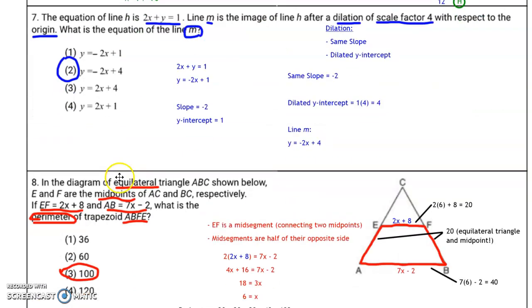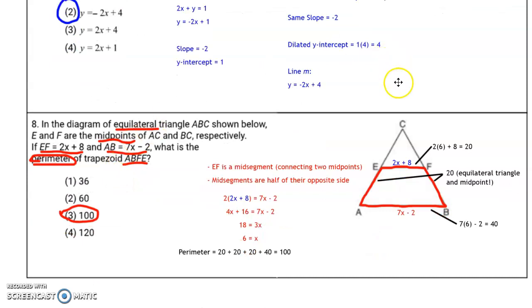Boom. For question number 8, it's a perimeter question. These perimeter questions are based on the idea that we know something about the triangles and we can add together those pieces to get a perimeter. I've outlined the trapezoid that they're asking about, and I've also underlined this pesky word equilateral, which means equal sides. We're going to get to that in a second.